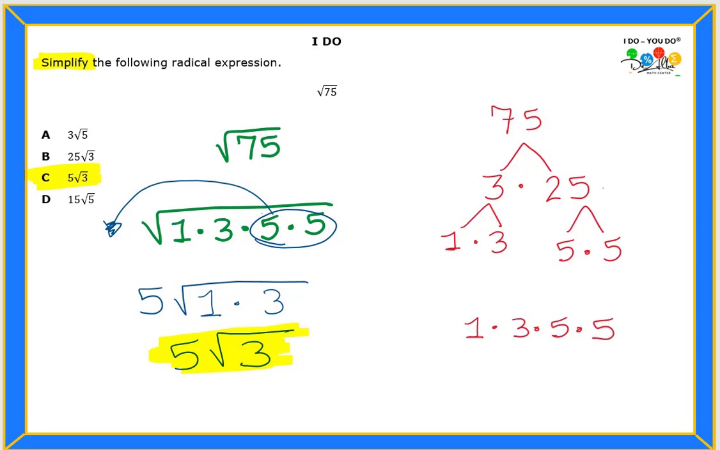So the prime factorization, which I did on the right side, is a very good way to help you find or actually break down your number into prime numbers, okay?